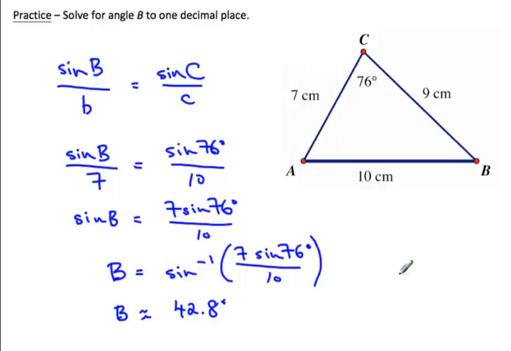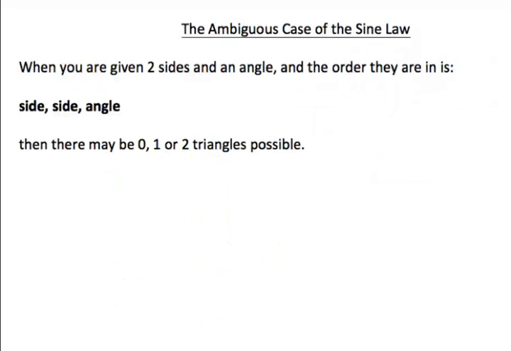Now we need to learn about a particular circumstance called the ambiguous case of the sine law. The ambiguous case of the sine law arises when the information that you're given is two sides and an angle, and the order that they're given in as you go either clockwise or counterclockwise around the triangle is side, side, angle. And we'll take a look at what that means.